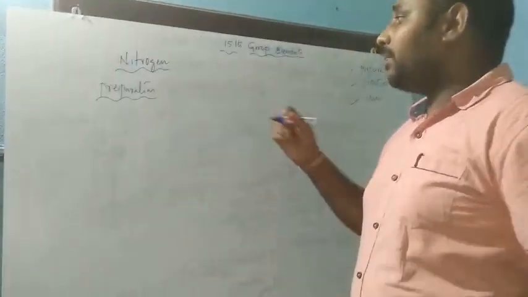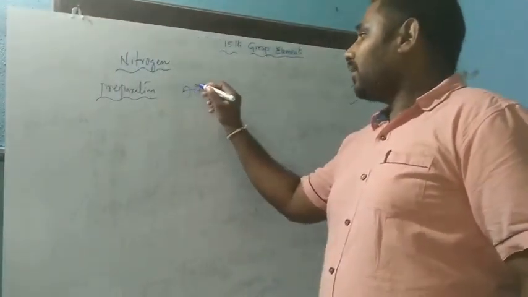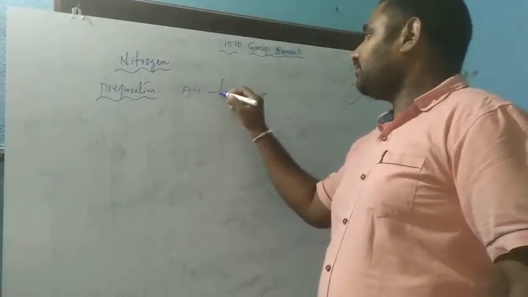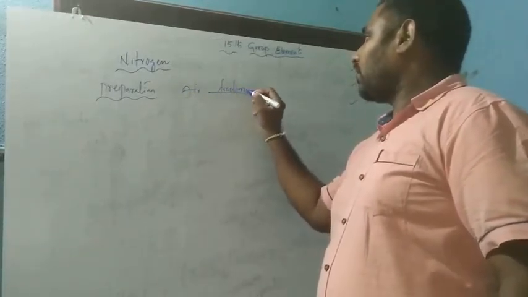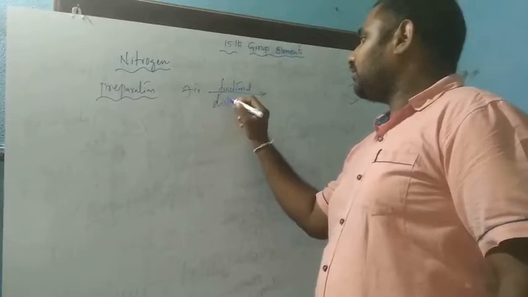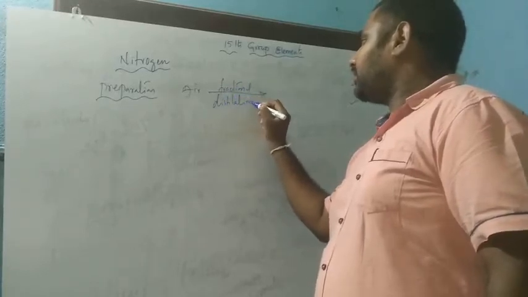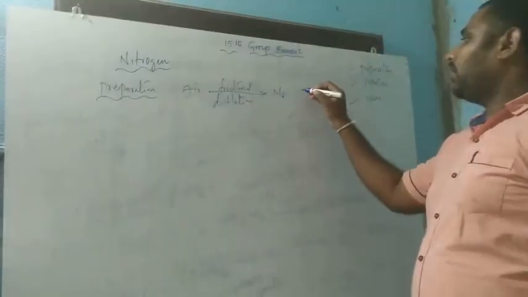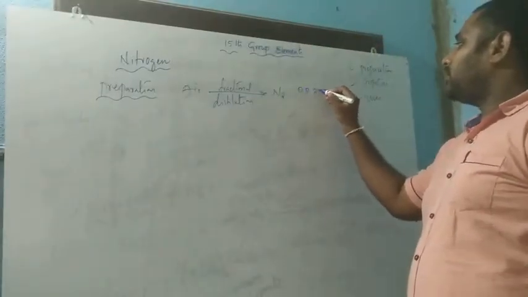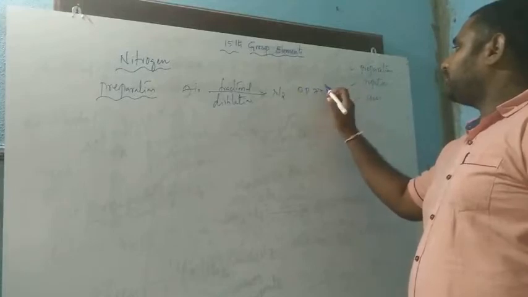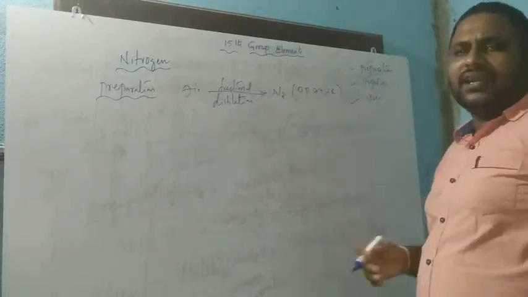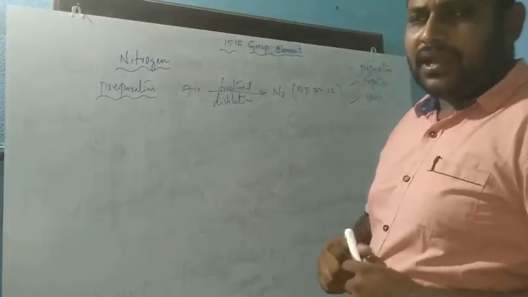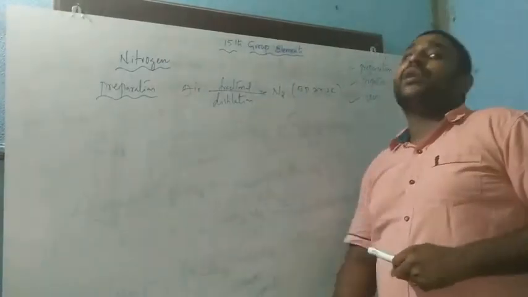Commercially, how can we prepare it? Air on fractional distillation, we get N2. Here the boiling point is around 77.2 K. 77, a very low boiling point. Because of this low boiling point, nitrogen comes out.